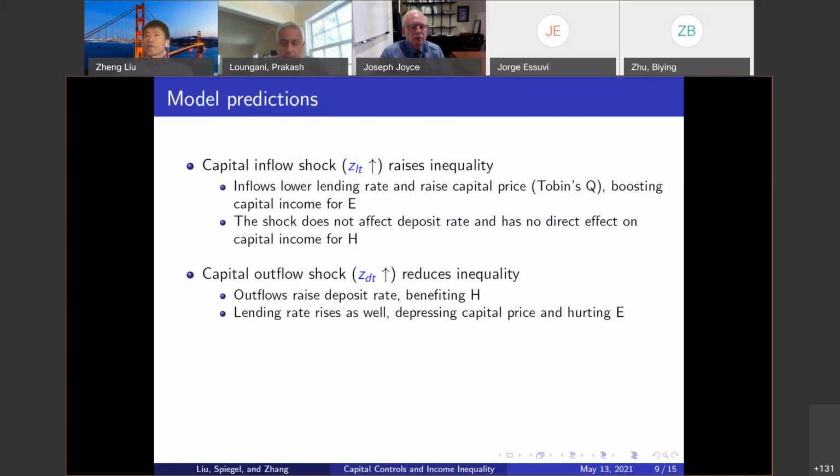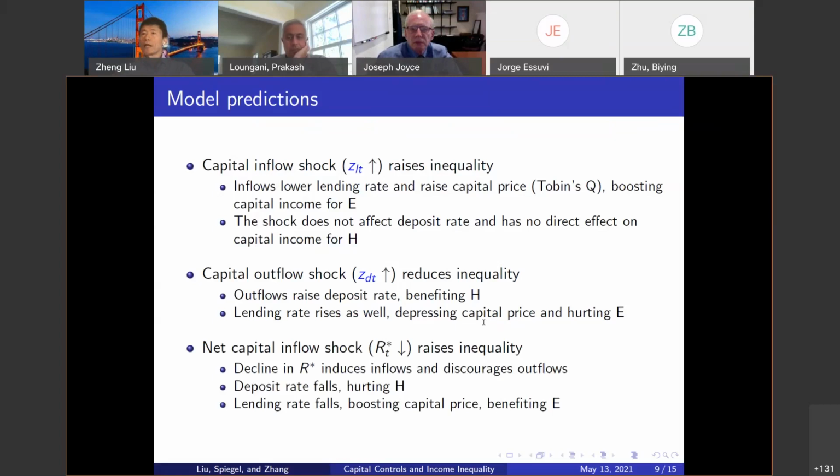This would reduce inequality because it increases the capital or deposit income for the household, benefits the household. The lending rate also increases at the same time because the domestic bank needs to break even. When the deposit rate is higher, the bank has to set a higher lending rate. That's going to depress the Tobin's Q, the price on capital, and hurt the entrepreneur. So that brings income of the entrepreneur closer to that of the household and reduces inequality.